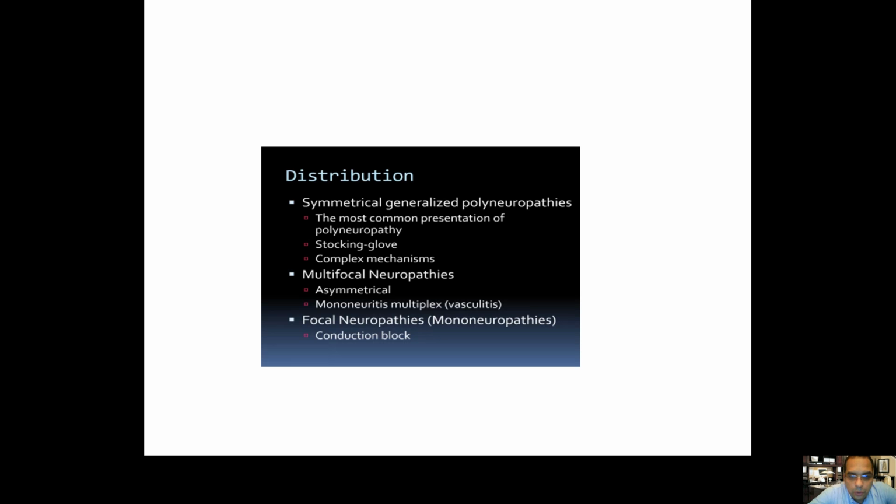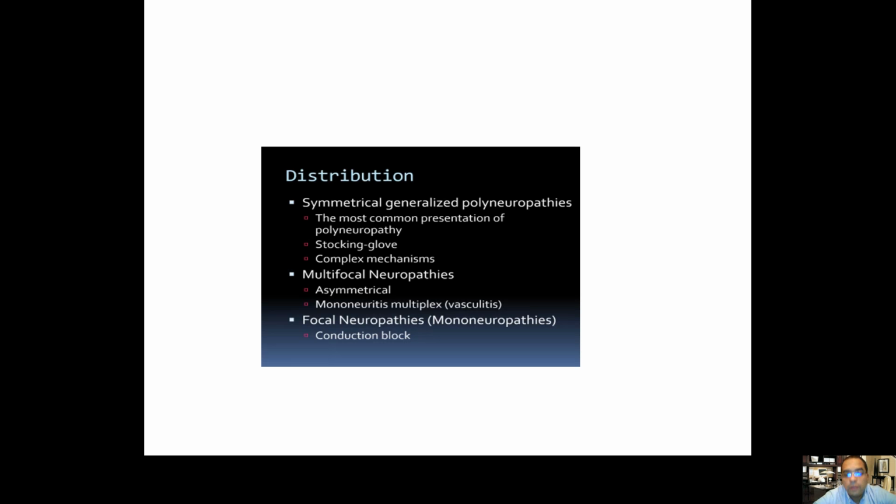So what about the distribution of neuropathy? As we said before, the distribution can be symmetrical, generalized polyneuropathy. This is the most common presentation of polyneuropathy. If it is a polyneuropathy, and not mononeuritis multiplex or a compression neuropathy, we are going to see a symmetrical generalized polyneuropathy. The best example to explain this is the stocking-glove distribution.